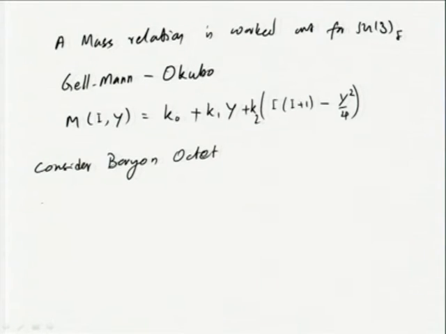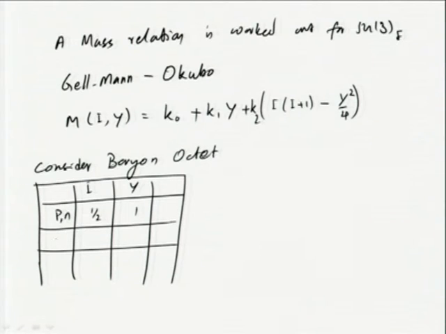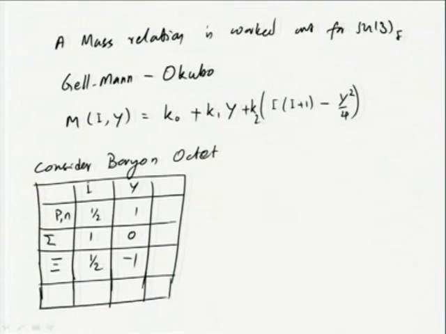So, we have proton and neutron with I half, Y equal to 1, because the Baryon number is 1. So, let me make it a proper table now. And there is this sigma 0 plus minus 1 belonging to I equal to 1, Y equal to 0, cascade I equal to half, Y equal to minus 1. Okay. And there is this lambda particle with I equal to 0, Y equal to 0.